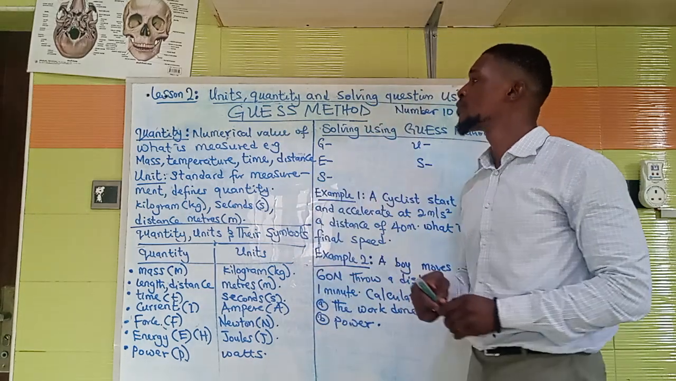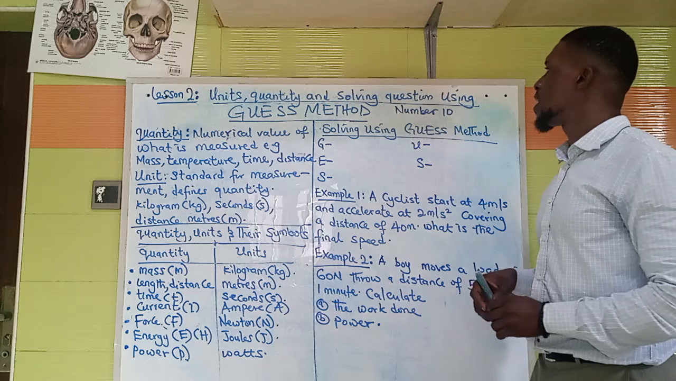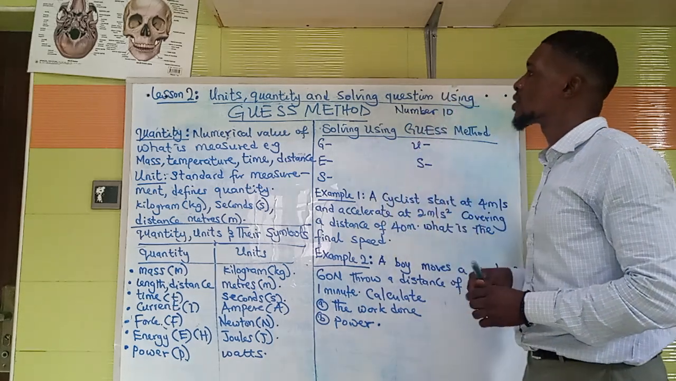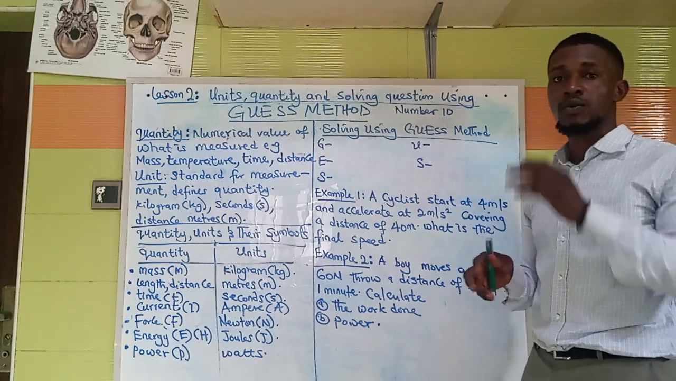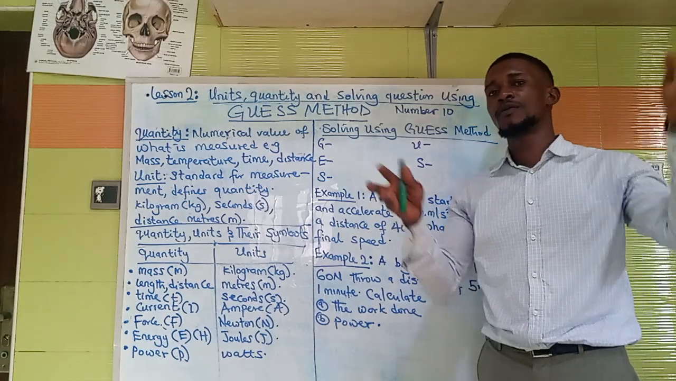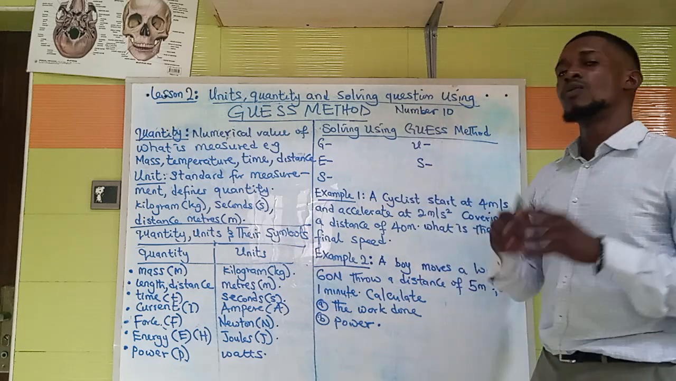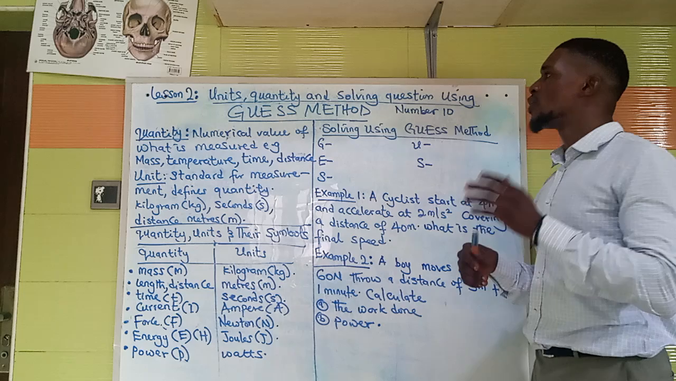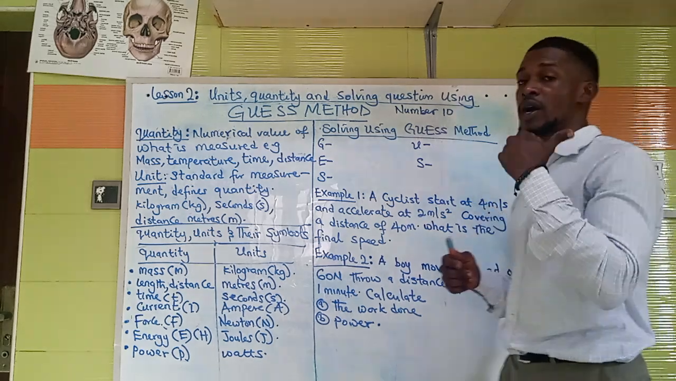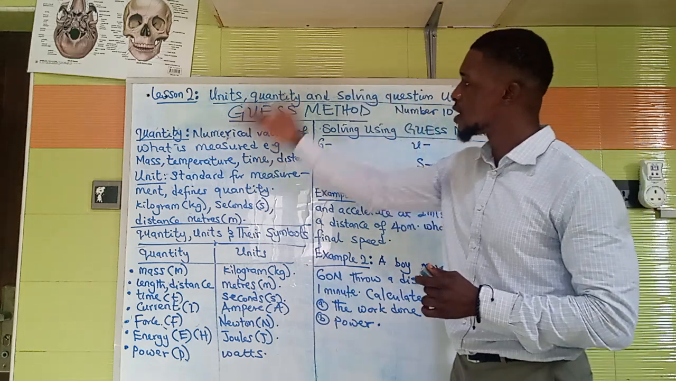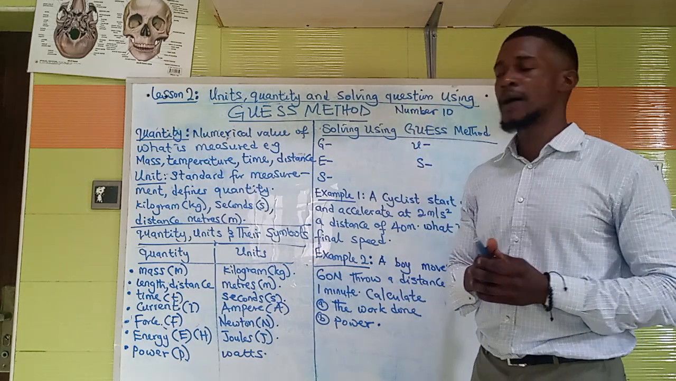In lesson 2, we'll be looking at unit quantity and solving questions using the guess method. Now, in lesson 1, we talked about physical quantities and units. We looked at the different types of physical quantity and explained what a physical quantity is. We looked at units. So if you've not watched that video, I would advise you go and watch it. Alright, just to refresh our memory on what quantity and units are.